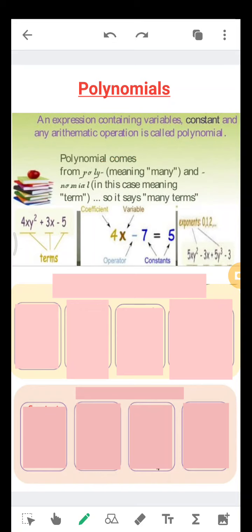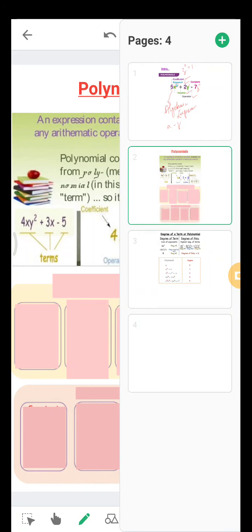So you can have a look here. This is one of the polynomials with 3 terms. And just now I have explained what is coefficient, what is variable, operator and the constants. So you came across many questions of this type in your lower classes too. So let's see what we mean by degree of a polynomial now.